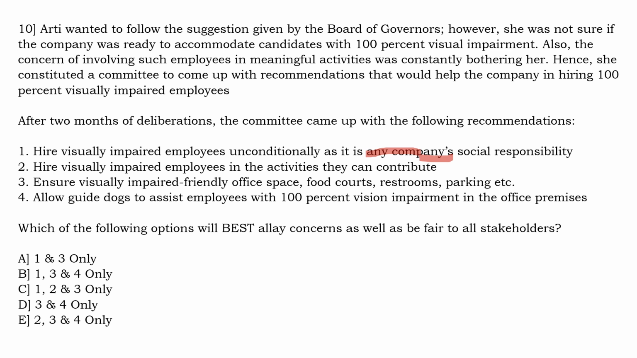So when they have a lot of facilities which are friendly to their living and working spaces, then it will definitely remove their concerns. And option 4, allow guide dogs to assist employees with 100% vision impairment. So again, something that will remove the concerns of the existing employees as well as the future employees. So 2, 3, and 4 are going to be fair to all the stakeholders because it removes all their concerns.